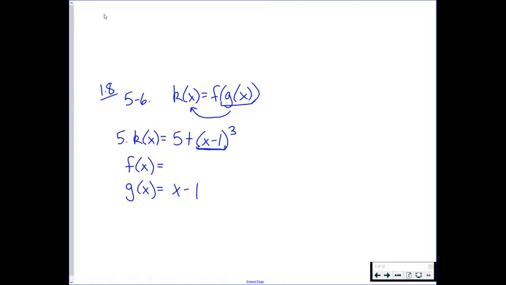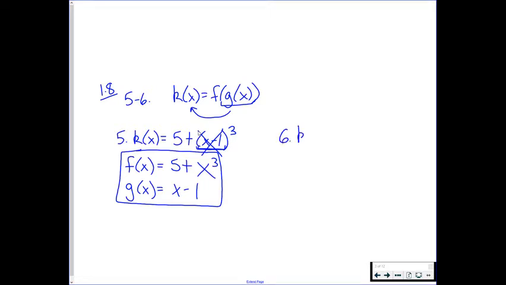Now that I've used the x minus 1, I'm going to put an x through it. And everything else is the f of x function. 5 plus x to the third. That is how you can decompose that function into f of x and g of x.